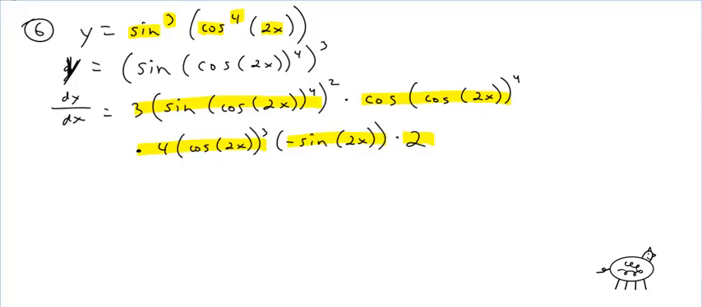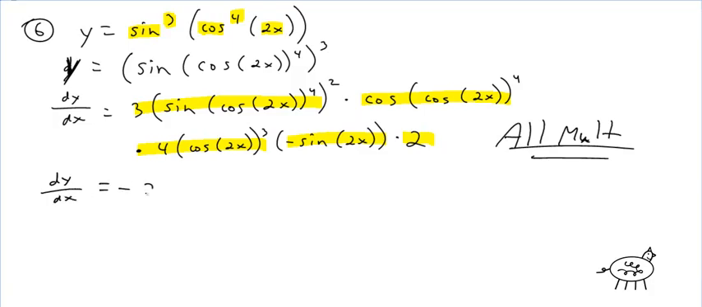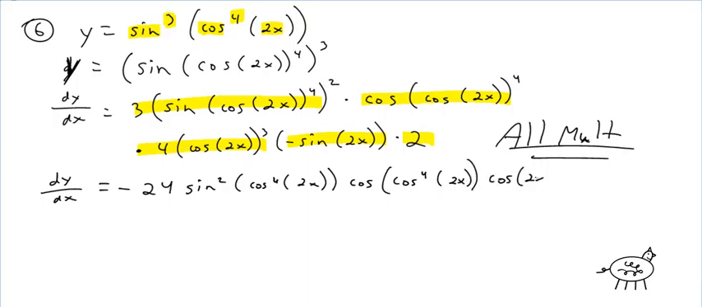Okay? And you put all together, this is all multiplication, and I can't stress this enough, math fans. This one's all multiplication. And so we get dy dx comes out to be negative 24 if you multiply all your constants together. And let's write it out nicely. So it's sine squared of the cosine to the fourth of 2x times cosine of the cosine to the fourth of 2x times cosine of 2x sine of 2x. Brutal, brutal. But that is my final answer. Okay, so it looks a little complicated, but again, it's just a ton of algebra.